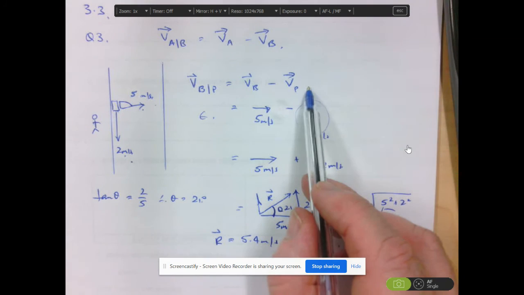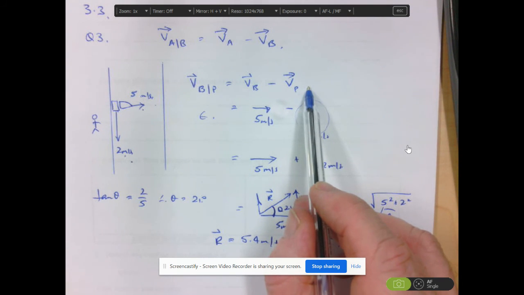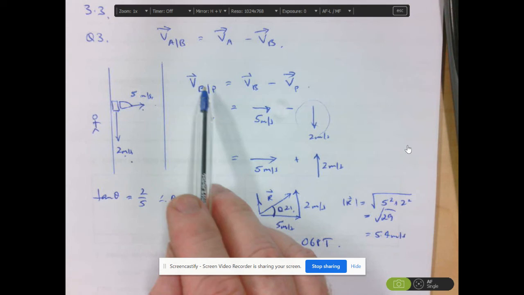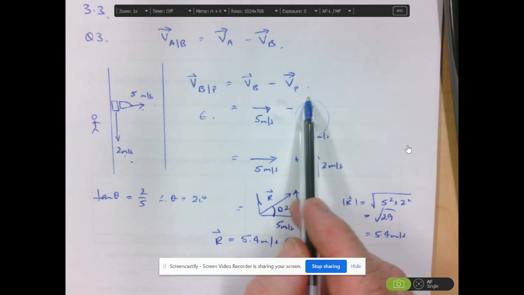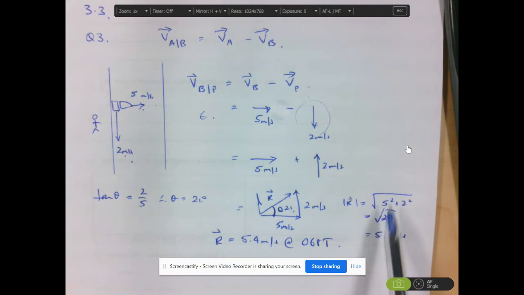It's so much easier to use this little formula here because it's the way you say it. It's this relative to this is equal to this minus this. It's just so much easier than trying to work out with the addition of vectors.